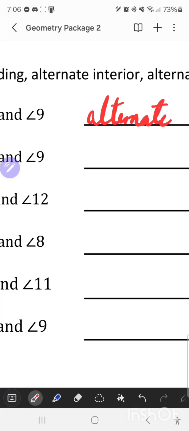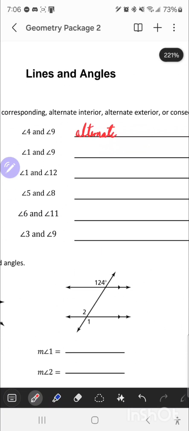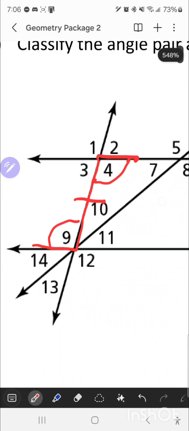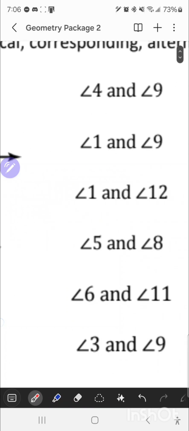Now, as you can see here, they want you to specify if they are interior or if they are exterior. I say my C, and what I see is that they are both in the inside part of the C. So they are interior. Interior angles.